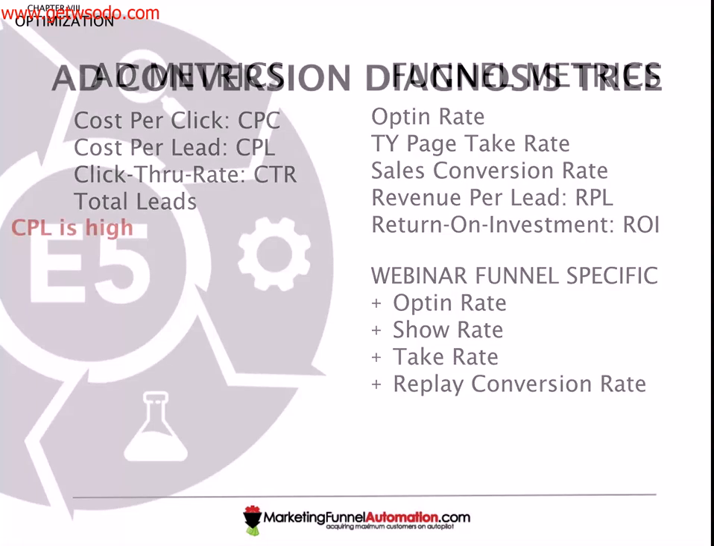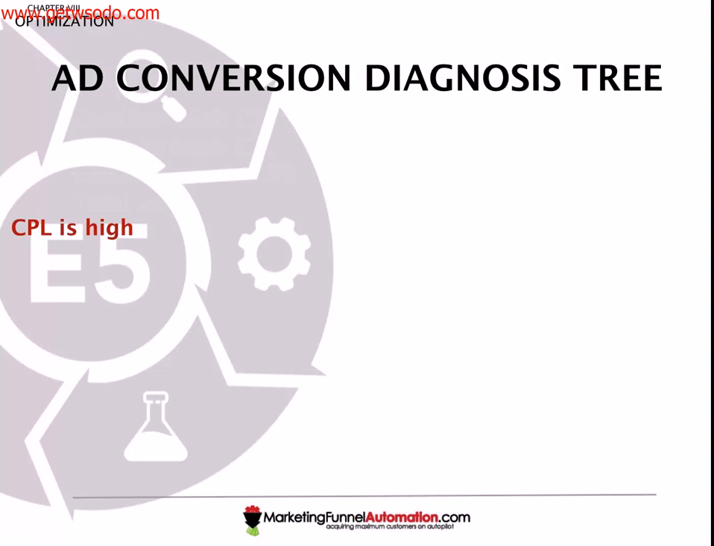So let's talk about optimization, and I'm going to talk about the ad conversion diagnosis tree. Because for our campaigns we're running right now, and most of them, I like CPL as a goal because it's something very controllable, manageable. Its target's very close to know if we're hitting it or not hitting it. And so let's say we see our CPL is high.